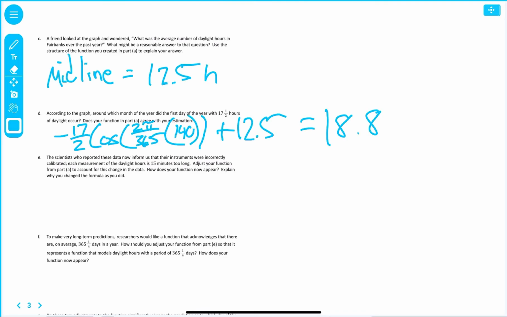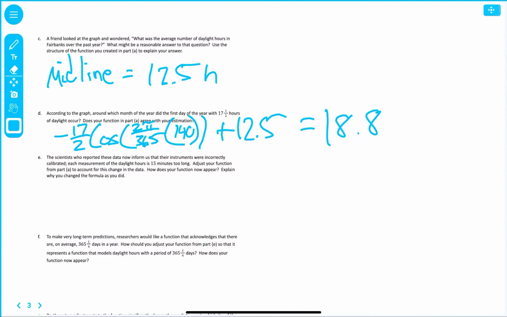Okay? So now the scientists who reported the data have informed us that their instruments were incorrectly calibrated. Each measurement of the daylight hours is 15 minutes too long. Adjust your function from part A to account for the change in the data. How does your function now appear? Explain why you changed the formula as you did.